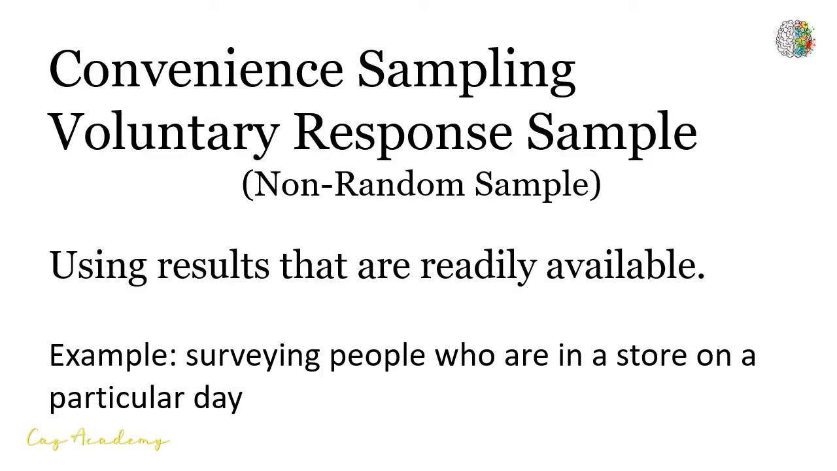The last type of experimental sampling is a non-random sample, and this is called a convenient sampling or a voluntary response sampling. And this is when you just use the results that are readily available. So for example, this might be going into a store on a particular day and surveying anybody that will talk to you on a particular day. So this is going to give you some feedback, but it's not going to be entirely representative of all of the customers that shop at that store.